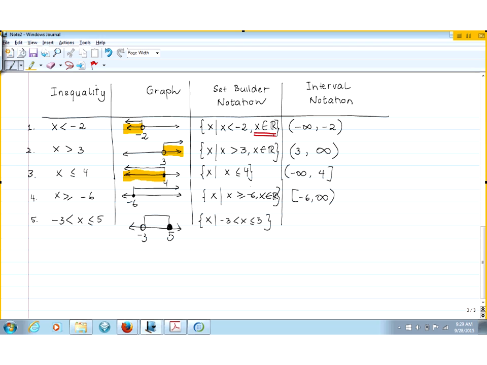How do I write my interval notation? What's the smallest solution? -3, and I use parentheses. And what's the largest solution? 5, and we use parentheses. Okay, good.